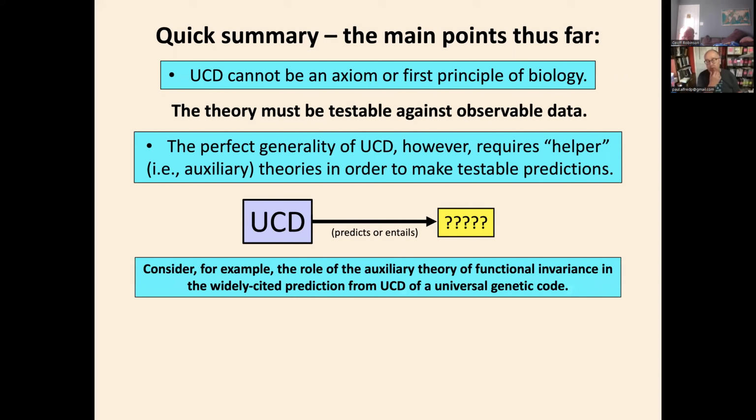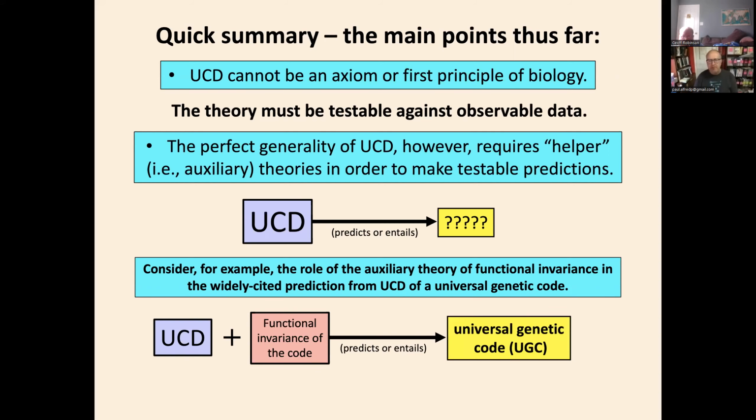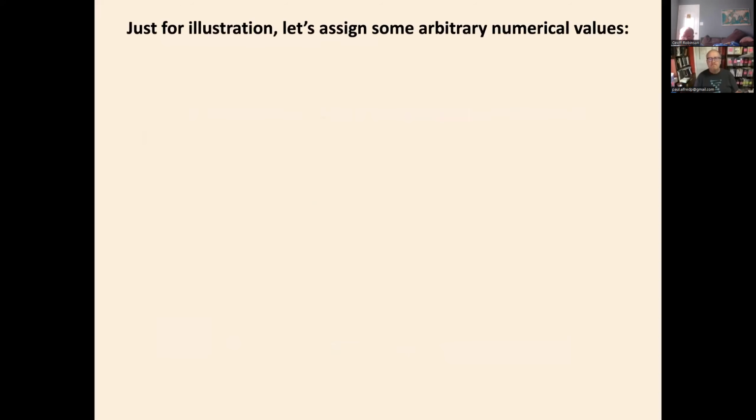This would not work. You don't want a bunch of question marks. You want something that you can actually go out and check. So in the case of the universal genetic code, it was thought, once the code was elucidated, that it could not vary. So let's call that the functional invariance of the code. So we couple universal common descent to an auxiliary theory about the functional constraints on the code, on the mapping that exists there between nucleic acid and amino acids and protein assembly. And that gives us a prediction that the code should be universal.